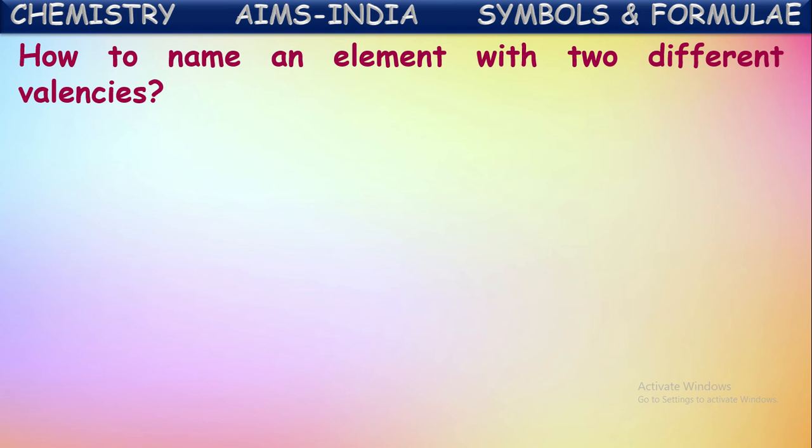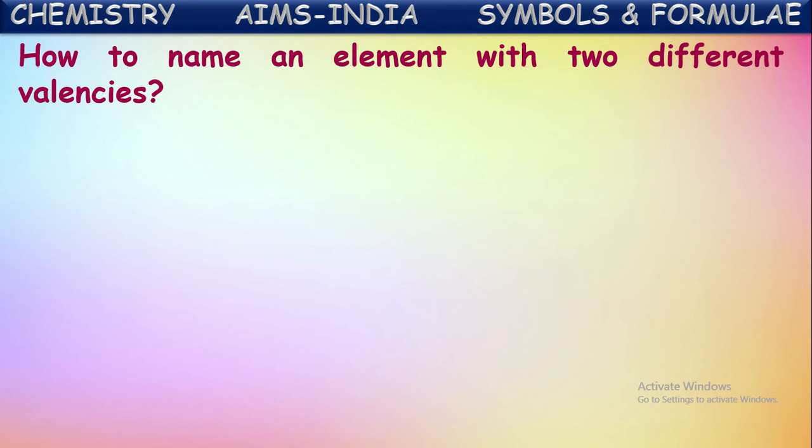Then we may get one doubt. If an element is exhibiting one valency, then it is given a fixed name. Suppose if you see sodium, sodium exhibits a plus one valency, then it is called sodium ion. If you say oxygen, it gains two electrons, so its combining capacity is two. So we can say its ion name is oxide ion.